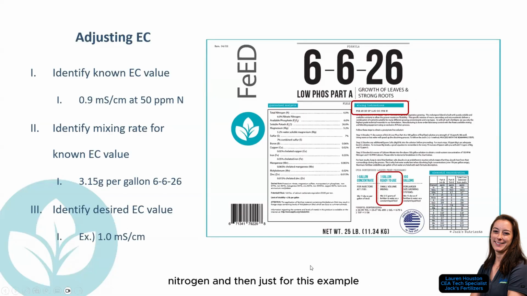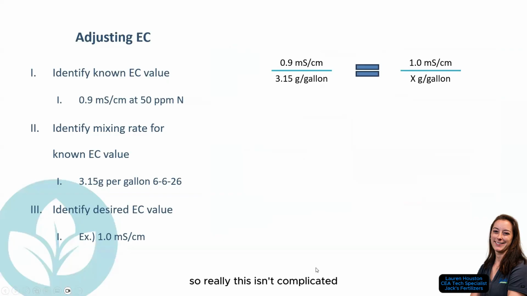And then just for this example, I've decided we're trying to get an EC of 1 instead of the 0.9 that the mixing rate recommends. So really, this isn't complicated. It's not scary. All you need is a basic level of math.